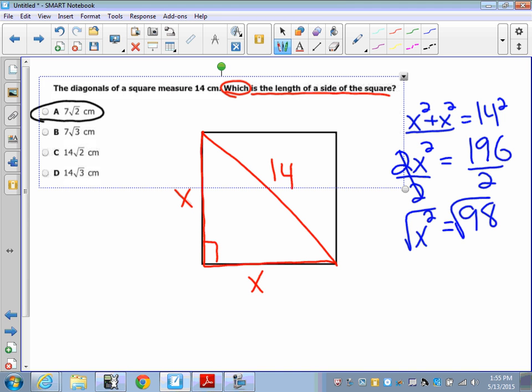Once again, if you're good with special right triangles, it's probably easier for you to solve this using special right triangles. But because I want to demonstrate that all the problems can be done with Sohcahtoa or the Pythagorean Theorem, that's why I didn't use it in this problem.